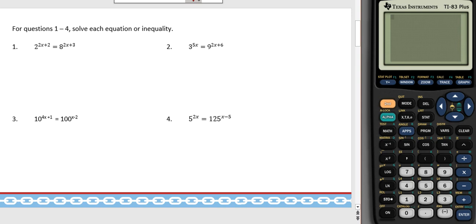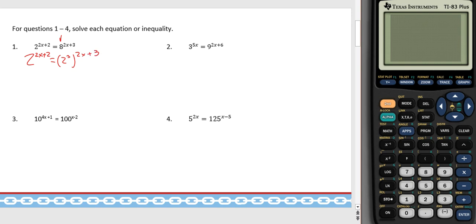So I'm going to look at this one and look at the 8 right here and think about how I can rewrite 8 as a power of 2. So I know that 8 is the same as 2 to the third. So I'm going to replace that 8 with 2 to the third. And that will give me a 2 as a base on both sides of this equation. So I have 2 to the 2x plus 2. And then over here I have 2 to the third to the 2x plus 3.